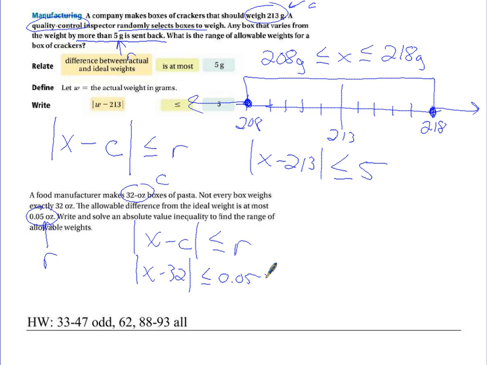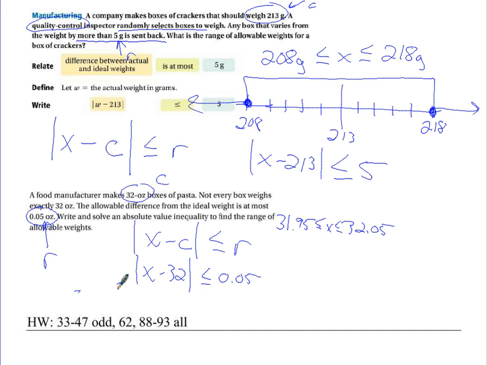All that means is we're going to take 32 and add 0.05 to it and subtract 0.05 from it. And that's your answer.